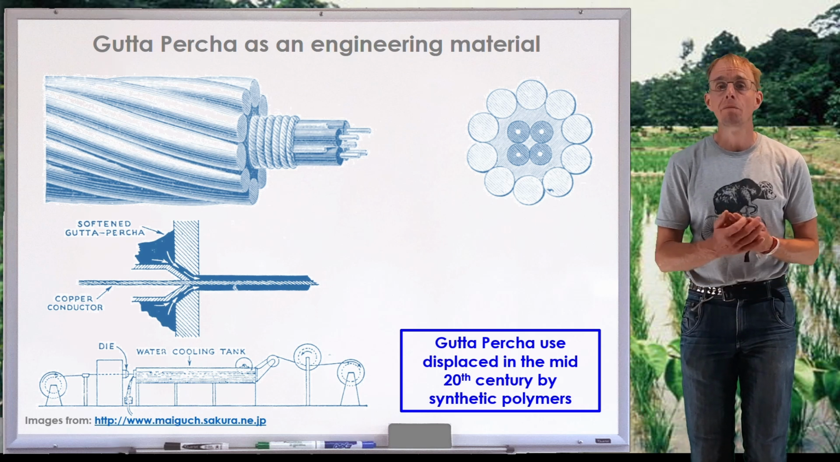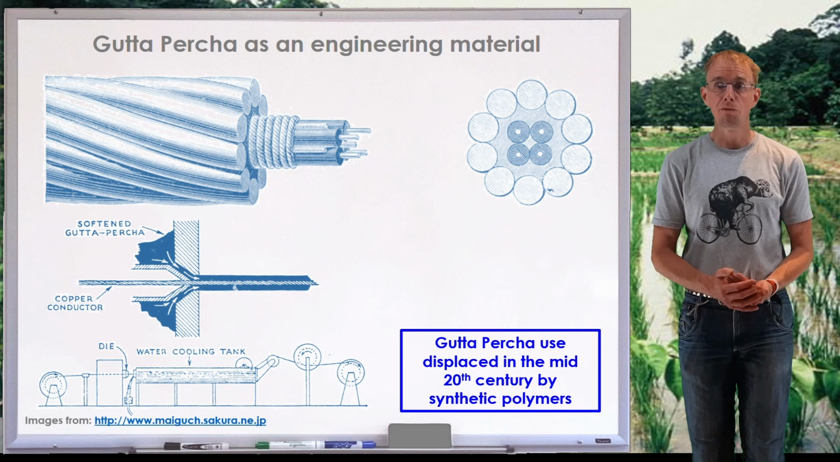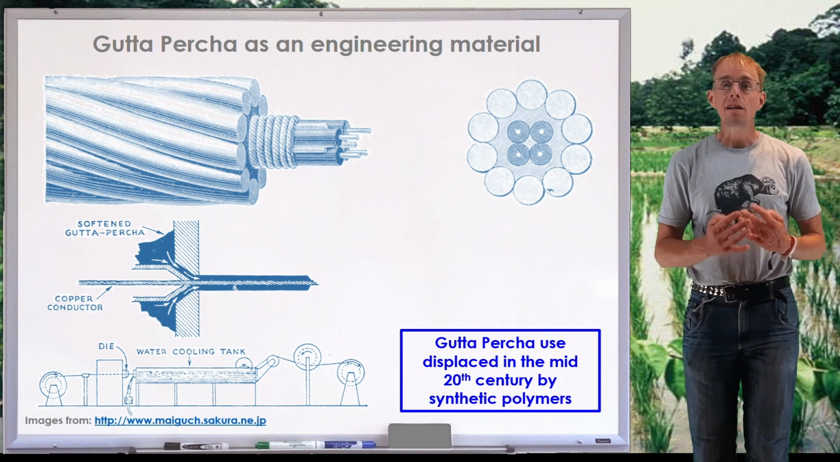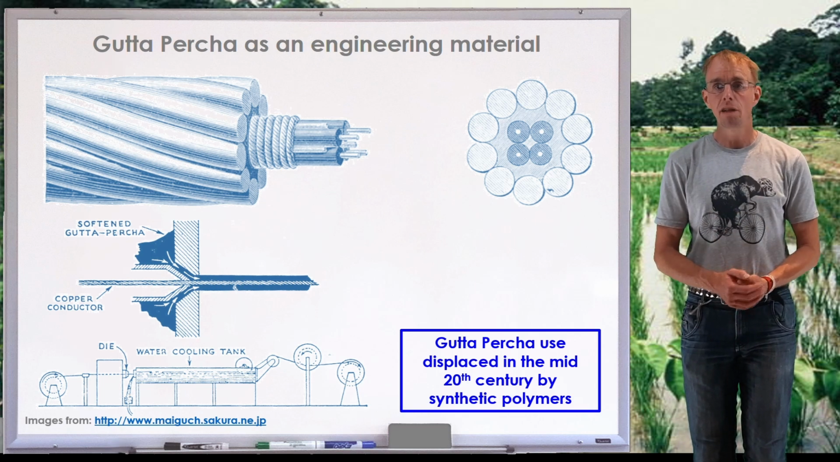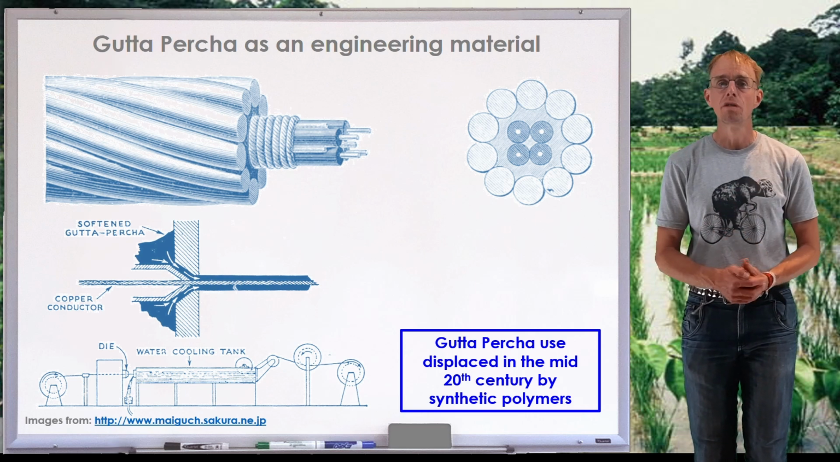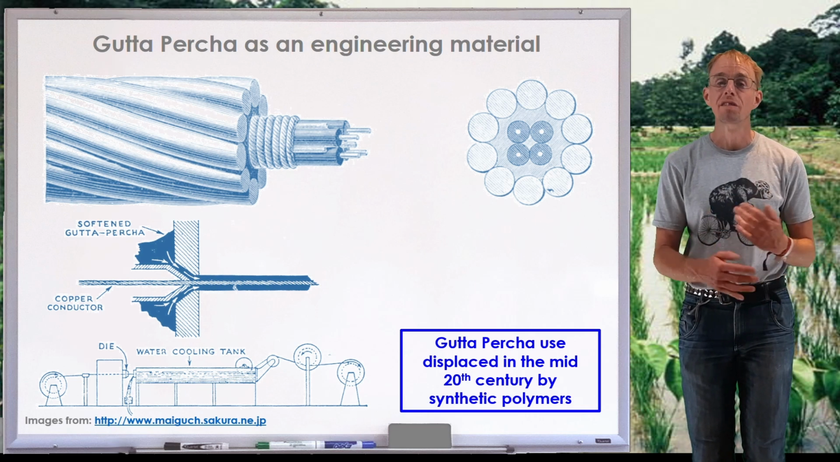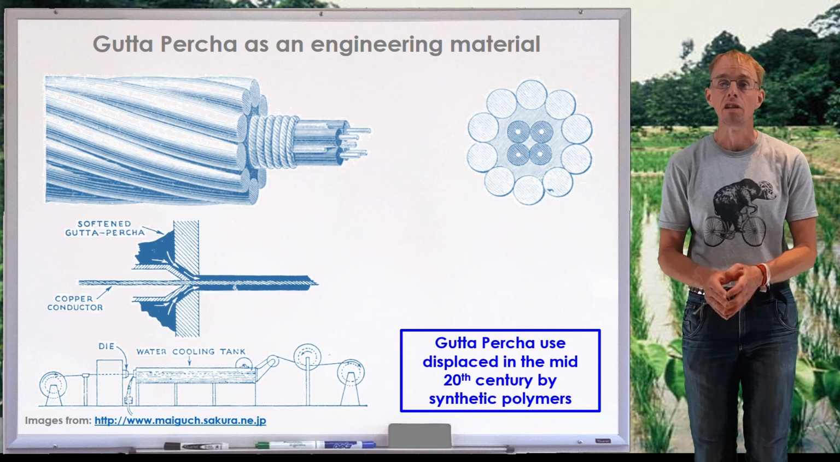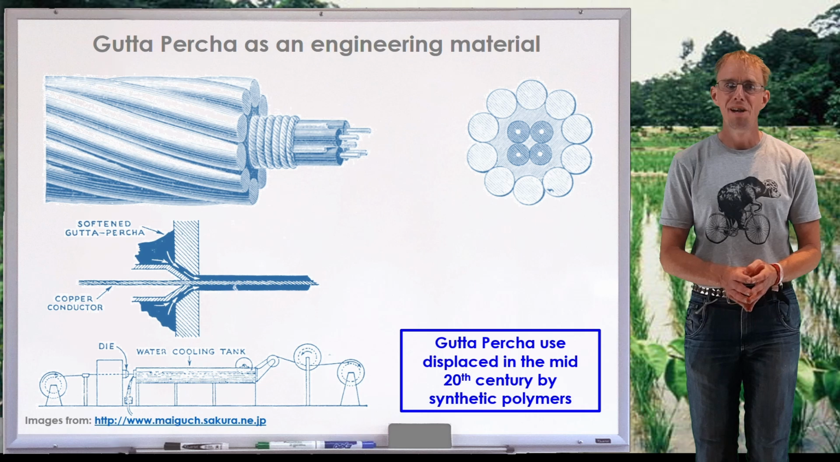So gutta-percha was a major discovery in the 1840s and 1850s. It spurred many new materials, it spurred many new technologies, and those materials and technologies are very much the sorts of materials and technologies that we would today associate with a whole variety of different synthetic polymers.